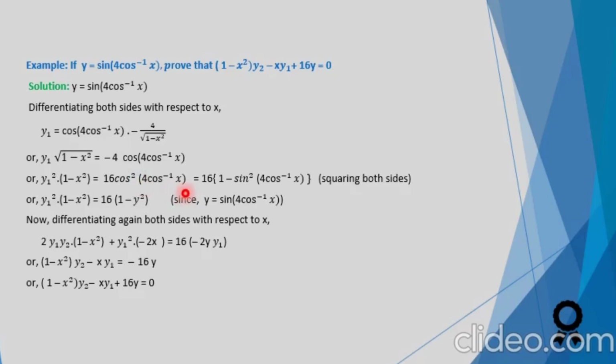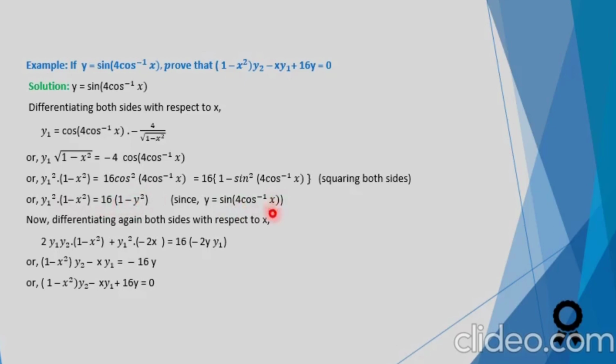Now to get y, we will convert cos square into sin square, because here y equal to sin (4 cos inverse x) and here is cos square (4 cos inverse x). So we can write cos square theta equal to 1 minus sin square theta. Therefore, this will be 16 into (1 minus sin square (4 cos inverse x)). Or we can write y1 square into (1 minus x square) equal to 16 into (1 minus y square), since y equal to sin (4 cos inverse x).